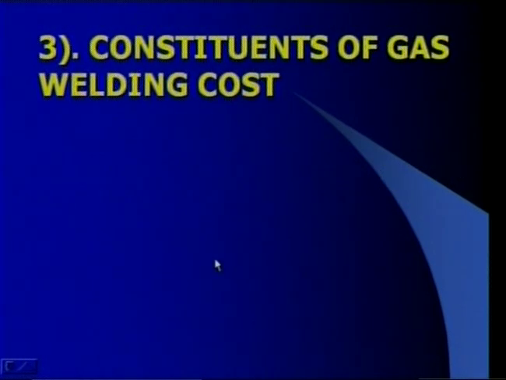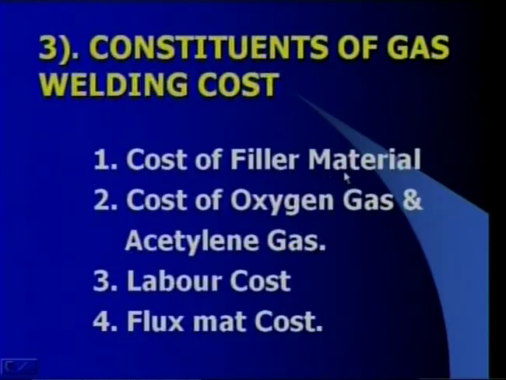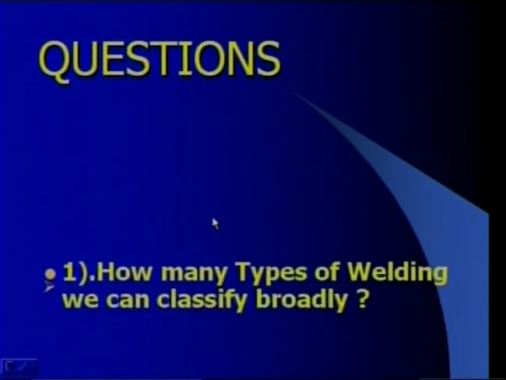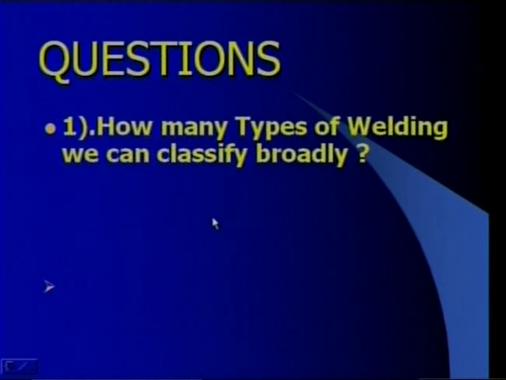Next, constants of the gas welding cost. What actually happens and what do we have to invest in gas welding? Let us see. First, cost of the filler material, cost of the oxygen gas and acetylene gas, labor cost and flux material cost. And let us have some simple questions. Let us remember what you learned from these questions. I hope our students can answer these simple questions.